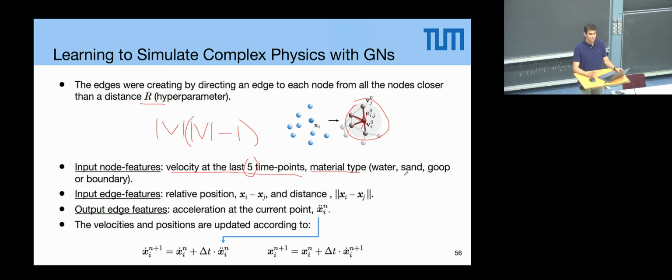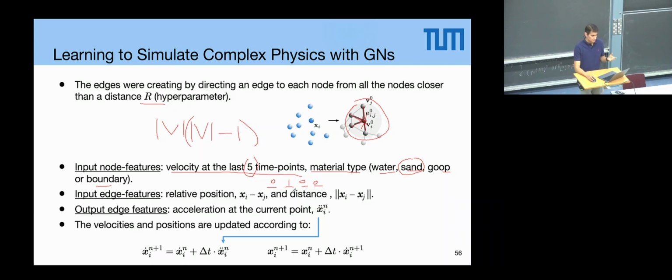And for the material type, now we don't only have 2 types of nodes. Now we have 4 types of nodes that can interact with each other. We have water, sand, goop, and boundary nodes, the ones discretized in the walls. So we use what is called a one-hot vector. This is a vector with 4 elements, and it's going to be 0 everywhere except for the material that we want to represent. So if we want to indicate that a node is of type sand, then we will have 0 everywhere except for that second element. And we have this for every node in the graph.